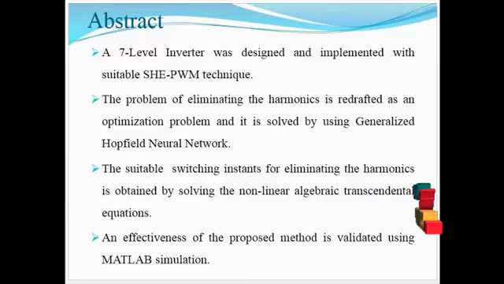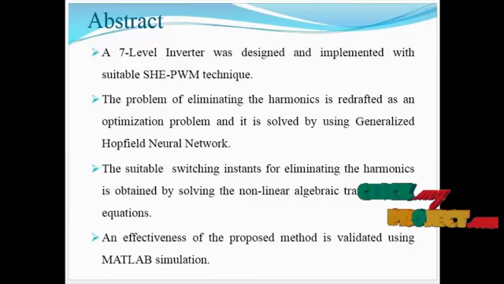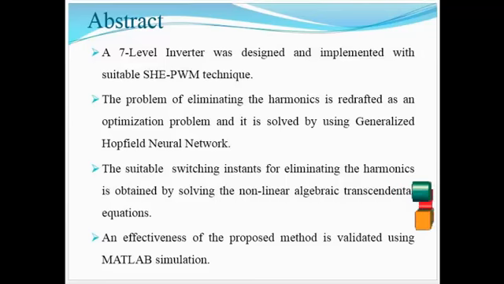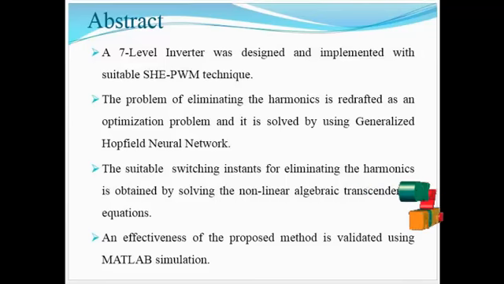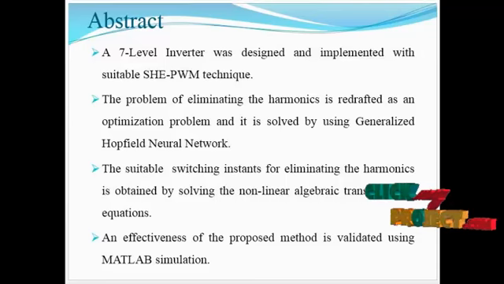Generalized half-wave neural network is abbreviated as GHNN. The switching instant of PWM involves the solution of equations. The entire problem is redrafted as an optimization problem, which is solved by the GHNN process. The 5th, 7th, 11th and 13th order harmonics are eliminated by using this function. So the process of this PWM technique is extended to the multi-level inverter. The 7-level inverter is implemented with PWM. The MATLAB simulation is carried out for various modulation indices.